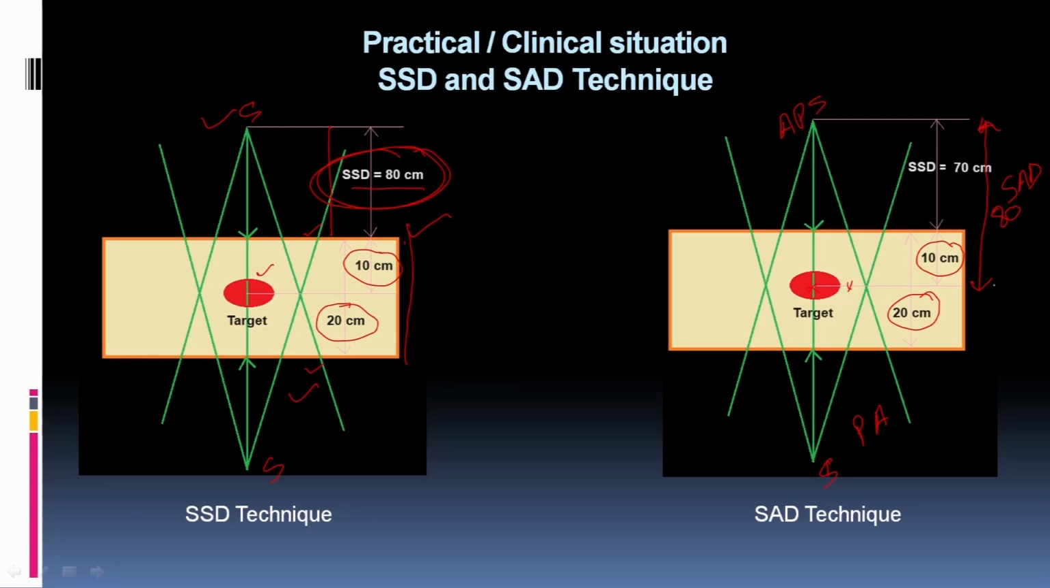But here there is no dependence on SSD because we have kept this target distance at 80 centimeter. The SSD technique is used for single field treatment or for some head and neck cancer patient treatment, or some AP/PA where the tumor depth is not much higher. But for the thorax region and for the pelvic or abdominal region, where we treat deep seated tumors and where multiple beam directions are used for treatment planning, we use the SAD technique.